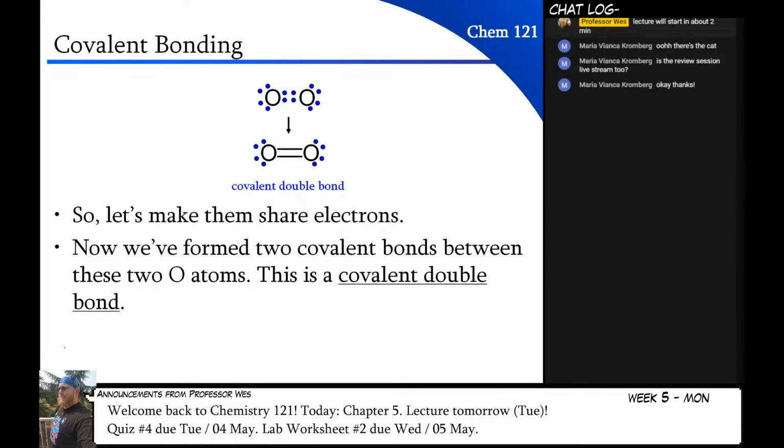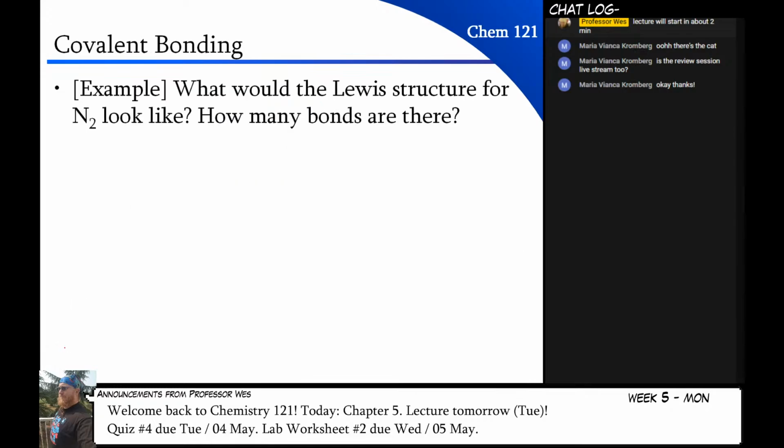So that'd be a covalent double bond. A covalent triple bond is possible. So what I want you to try and do is draw the covalent triple bond, hint, that's what this is, for nitrogen gas. So N2. Draw the Lewis dot symbol for each nitrogen atom, and then try and draw the bonds, and see if you can find the triple bond in it. I'll give you 2 or 3 minutes to do that.